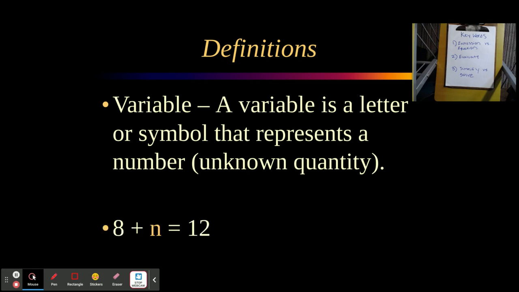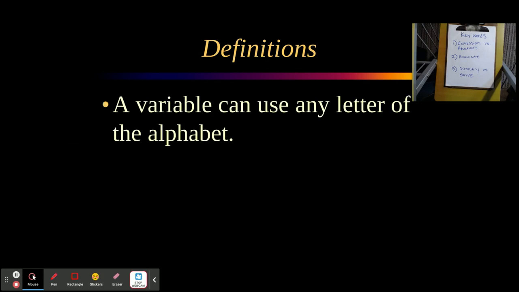So in this expression, this is 8 plus n equals 12. The variable is n. This is the variable. That's the unknown part. We don't know what that is, and we have to try to find out what it is if they don't tell us what it is. A variable can use any letter of the alphabet, like n plus 5, x minus 7, and w minus 25.